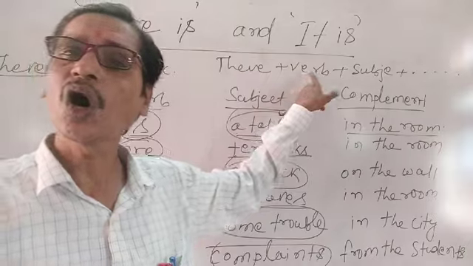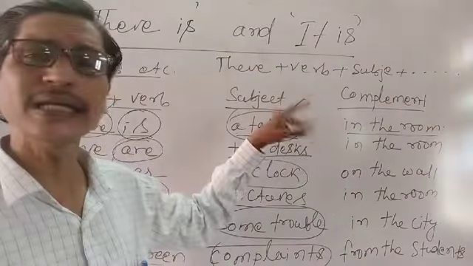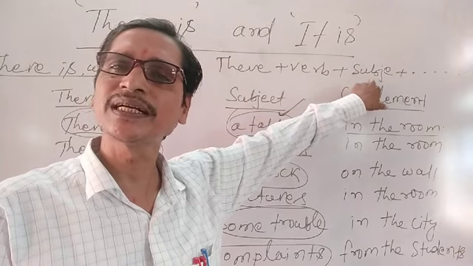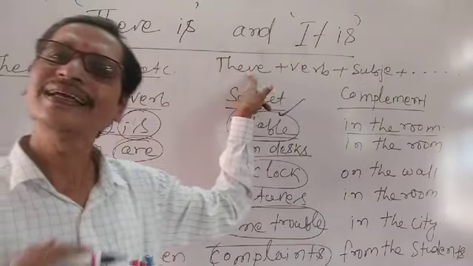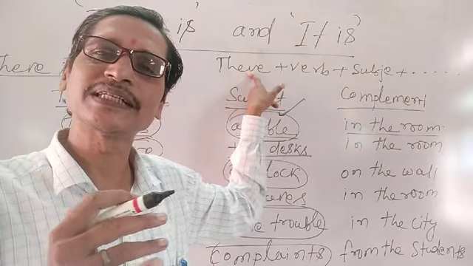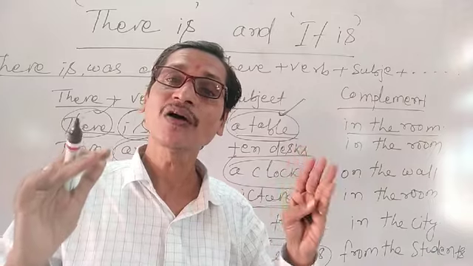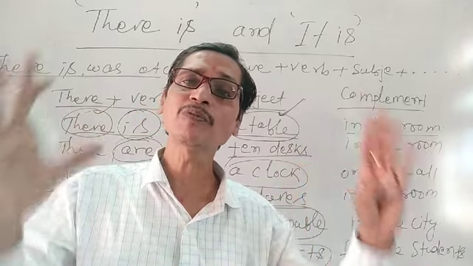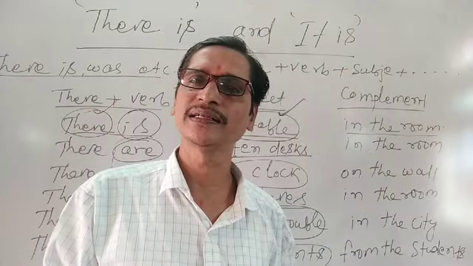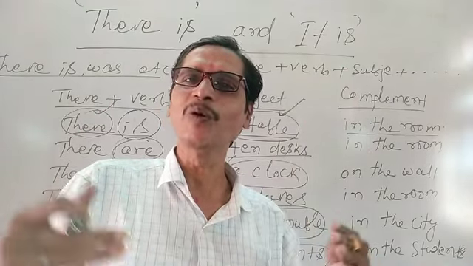There are 100 students in the class. Understand? So, in accordance with this subject and its number, we have used this verb. There is not the real subject, but it talks about the presence or the existence of something or someone, or some quantity, or something is happening. Understand? Clear? So, let me tell you something more.